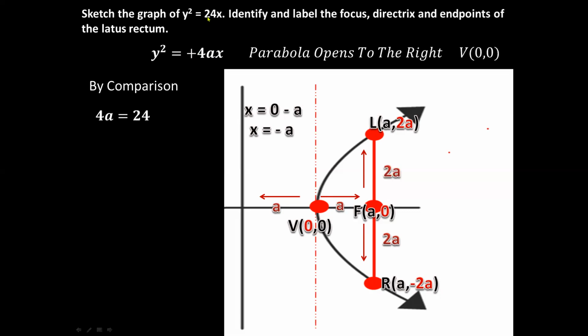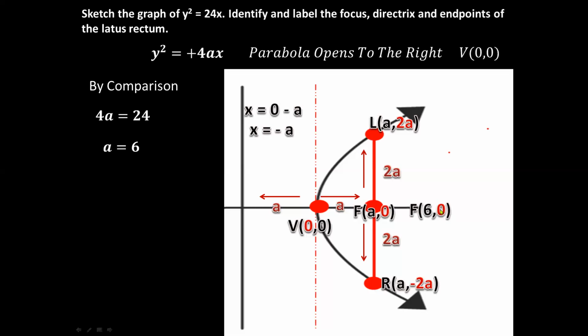4A is equal to 24. Kino-compare natin yung given equation natin at yung formula natin. 4A is 24. If 4A is 24, definitely A is equal to 6, because I'm going to divide both sides of the equation by 4. At dahil alam na natin ang value ng A is equal to 6, focus, A is 0. Eh di 6, 0 ang focus natin.